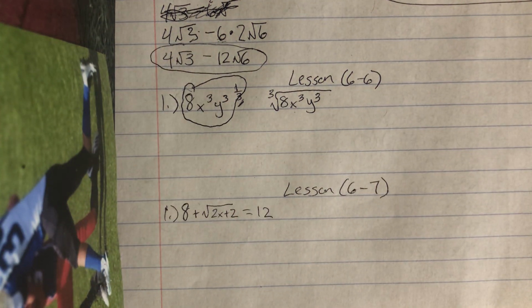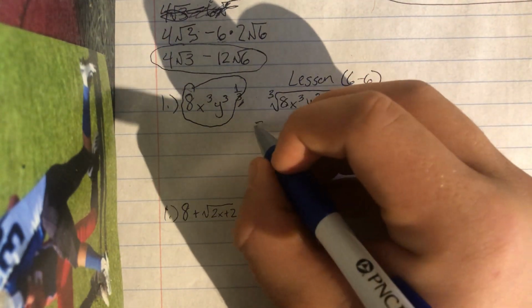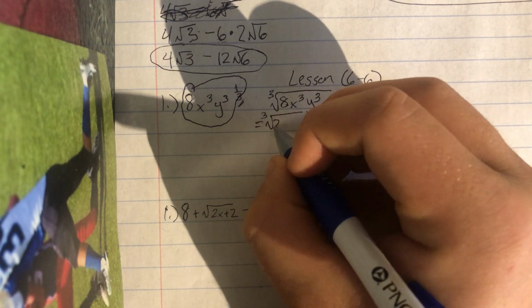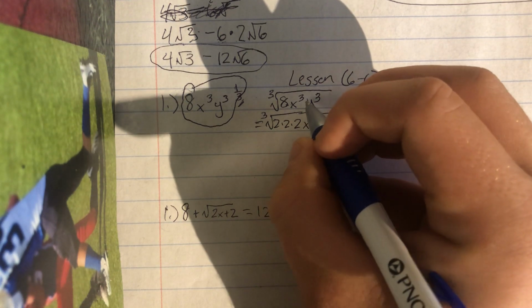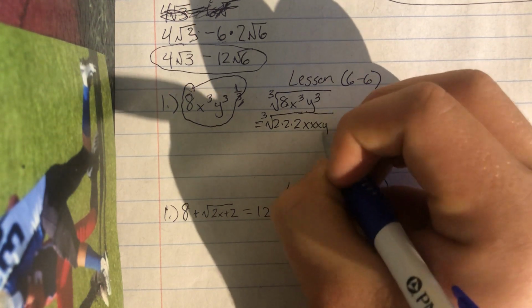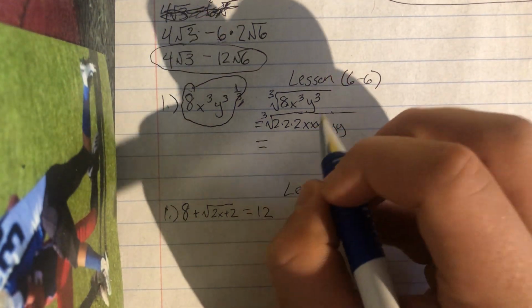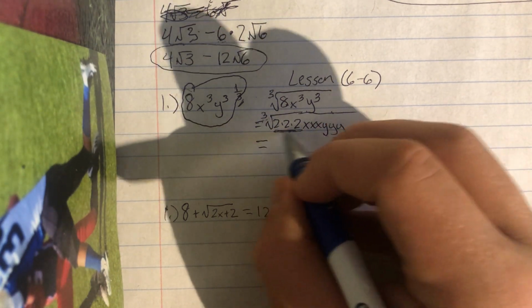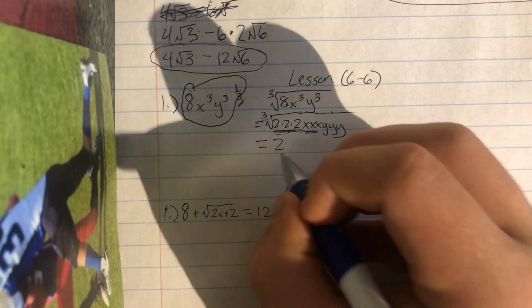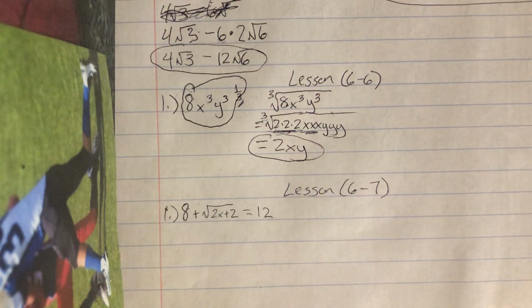Now we solve this like we did in lesson 6.4. 8 can be cubed, so this is going to equal 2 times 2 times 2. Then you do the number of x's, so you have 3 x's and you have 3 y's. So this actually equals, you need 3, so you have 3 2's, so 2. We have 3 x's, so x, and we have 3 y's, so y. So your answer to this problem is 2xy.